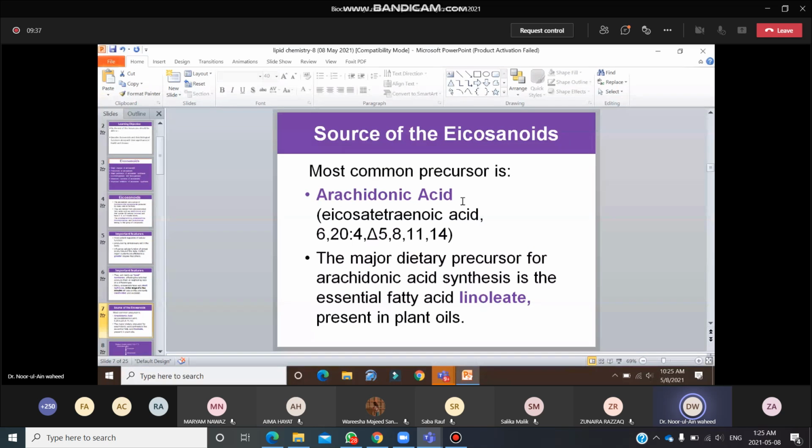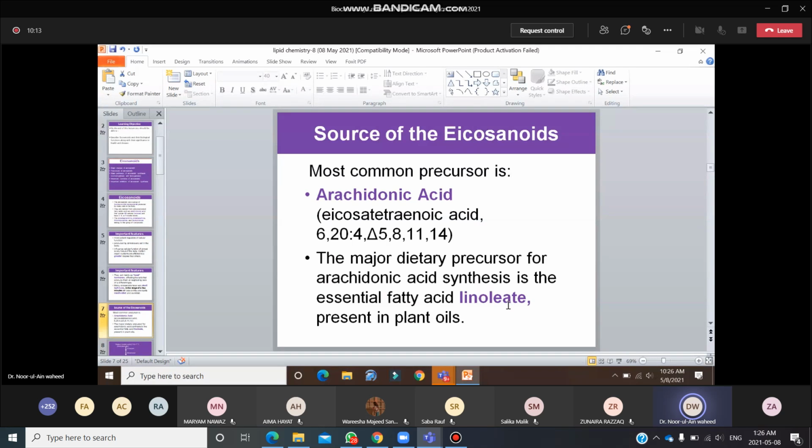Arachidonic acid is synthesized inside human cells, and the source of the arachidonic acid is linoleic acid. Multiple times in the lectures and tutorials this point was discussed. So the major dietary precursor for arachidonic acid synthesis is linoleate. Linoleate or linoleic acid has the same meaning. Linoleic acid is present in plant oils or vegetable oils, the oils of vegetable origin, whatever you can say.